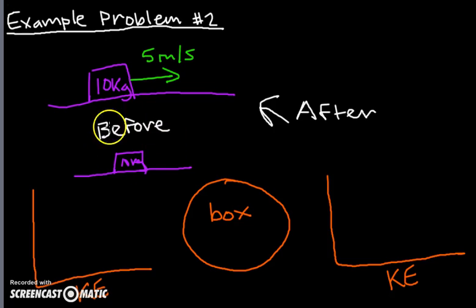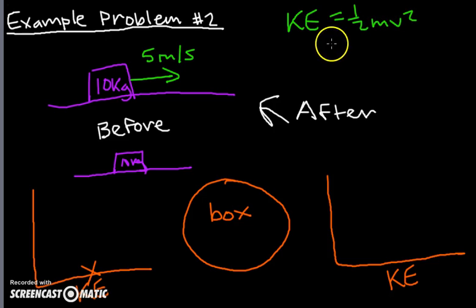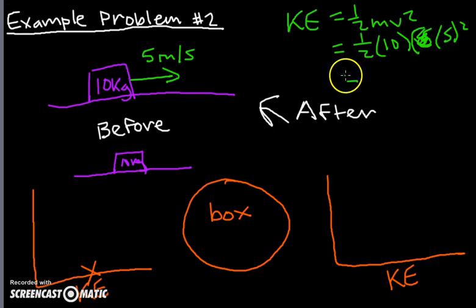In our before picture, our box is not moving, which means it has absolutely no kinetic energy. It could not possibly have any kinetic energy. But in our after picture, our box is moving, which means we have to calculate our kinetic energy. As we already said earlier, kinetic energy is equal to 1/2 mv squared, which in this case is equal to 1/2 times 10 times 5 squared, which means that it's equal to 125 joules.